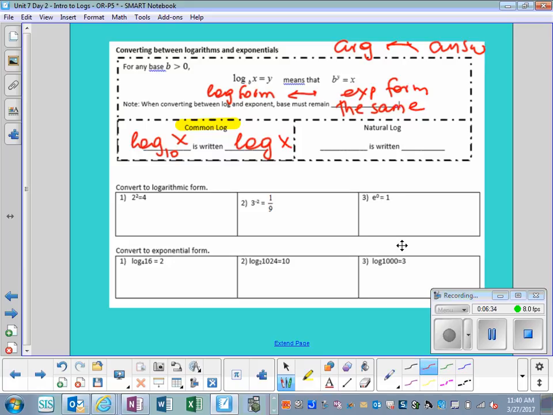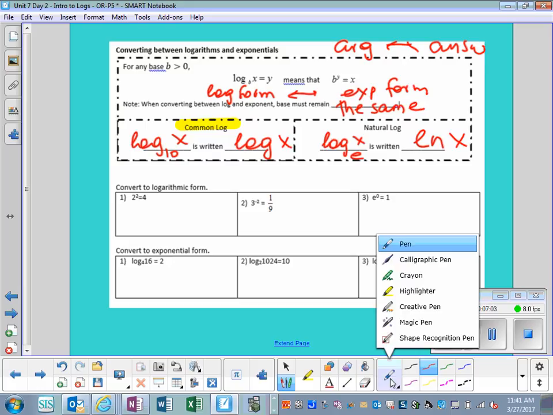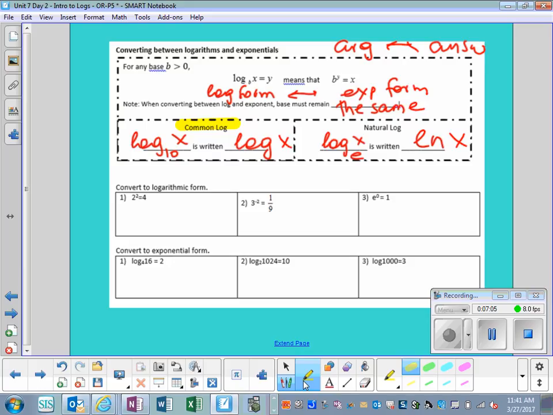Now the natural log. What do you think the base for the natural log is? What is the natural exponent? E, the number E. Remember, natural means E. So the natural log with the base E is written as ln x. Instead of log, we use the notation ln, and we know that this is log with the base E. We call this the natural log. Questions?